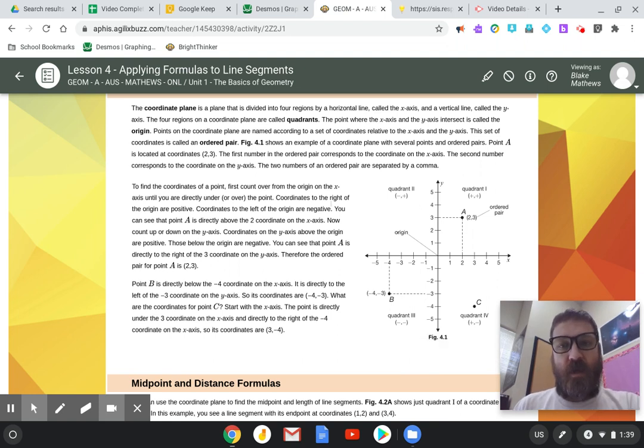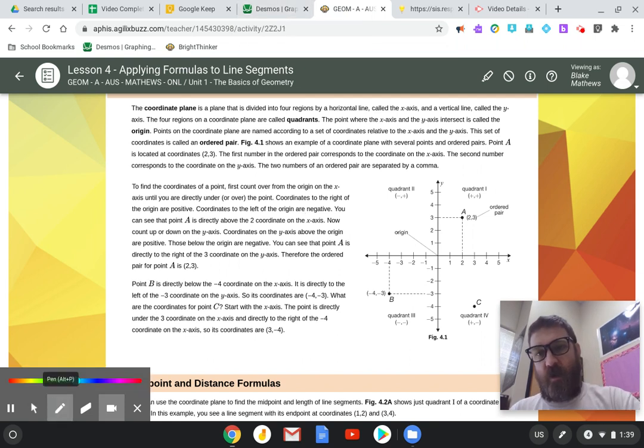The coordinate plane is our x and y axis and how we graph points and look at things like slope and y-intercept, things that you've done in the past. So the first thing in this lesson is just some basic terminology about the coordinate plane. Let's go over that briefly.